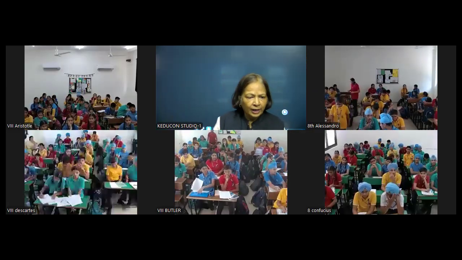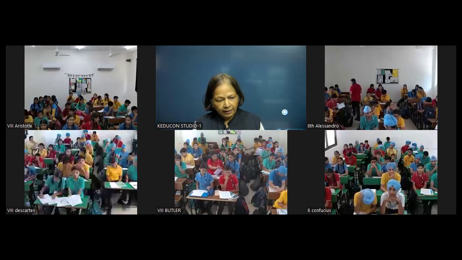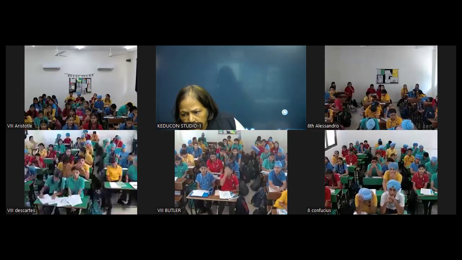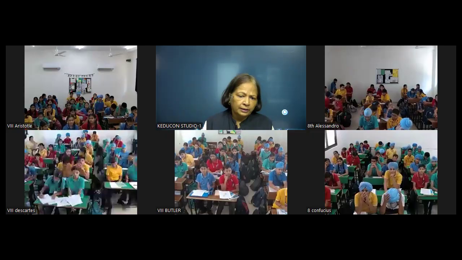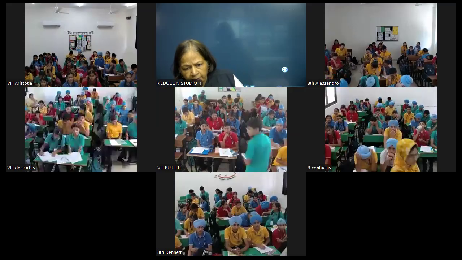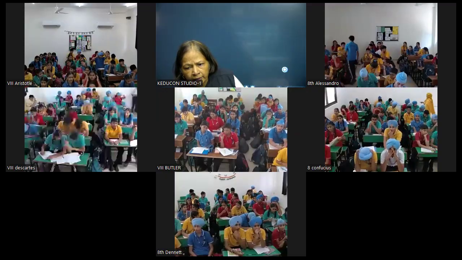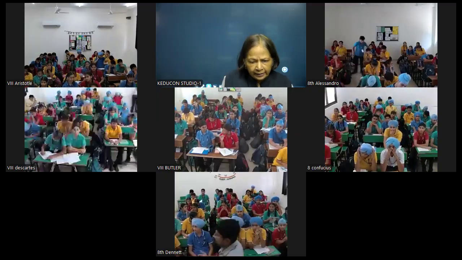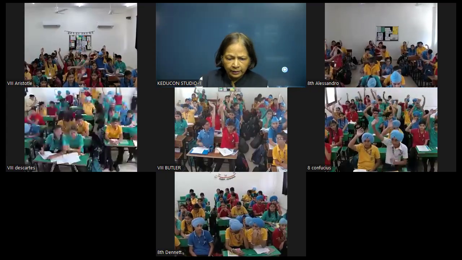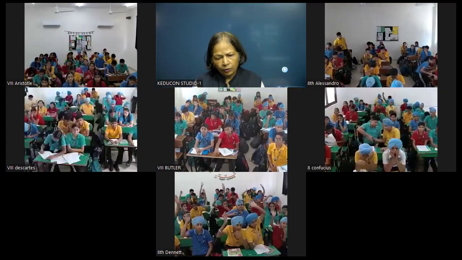Class 8. Good afternoon, Aristotle, Alessandro, Descartes, Butler, and Confucius. Anybody else? Is there anyone else? There is one, Dennett and Aurobindo. Dennett and Aurobindo, beta, if you can switch on your cameras, please do. Dennett is there, Aurobindo, I hope. Aurobindo, please switch on your camera also. Okay? Everybody, am I audible to you? Raise your hands, everybody. Aristotle, Alessandro, Confucius, Descartes, Butler. Dennett, am I audible? Please raise your hands, Dennett. Okay, that's good.